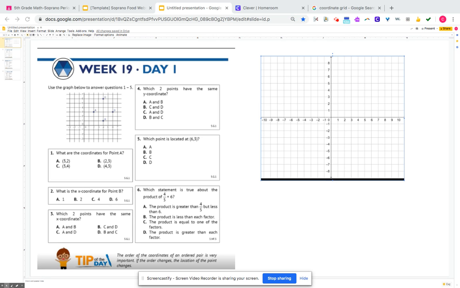This week, we're going to return to our Argo multiple choice book. This is actually the last week that we haven't done in this book, and this is going to be a review of the coordinate plane, which we started working on last week. So we are on page 116. This is week 19, day 1.